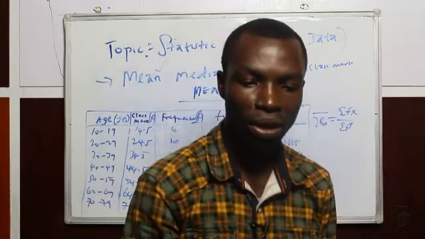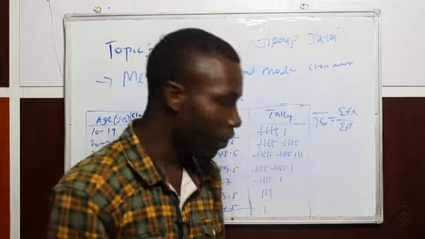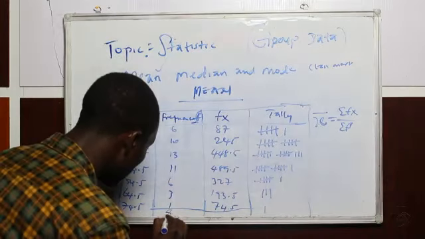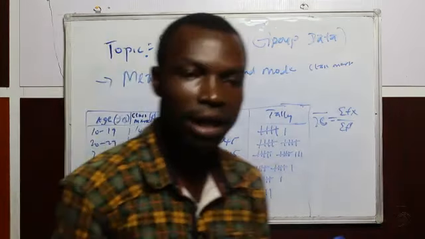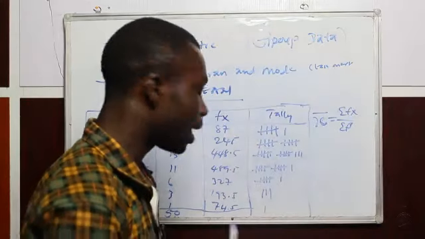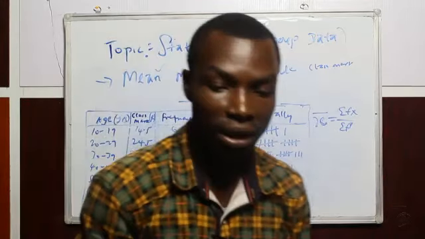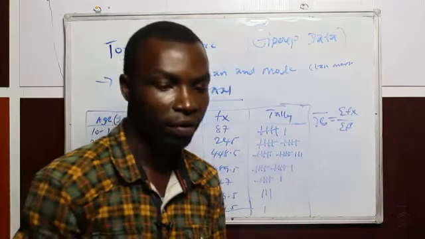Calculate the summation of the frequency and summation of the fx. Our summation of frequency is 50. Good. Then our summation of fx here is going to give us 1,865.